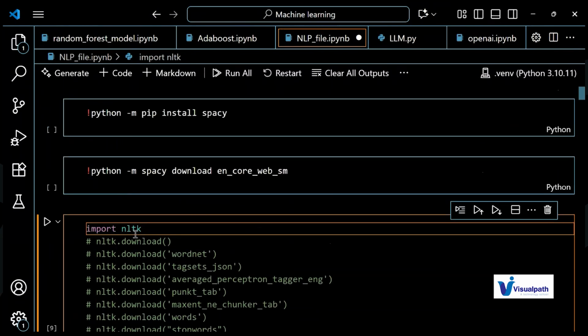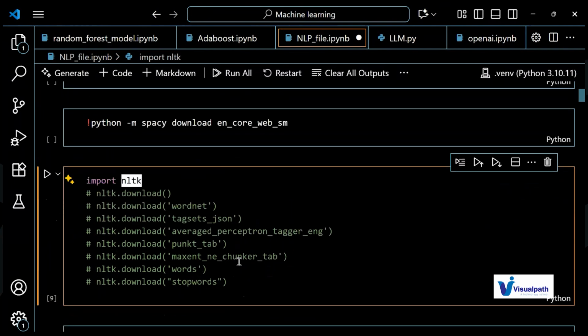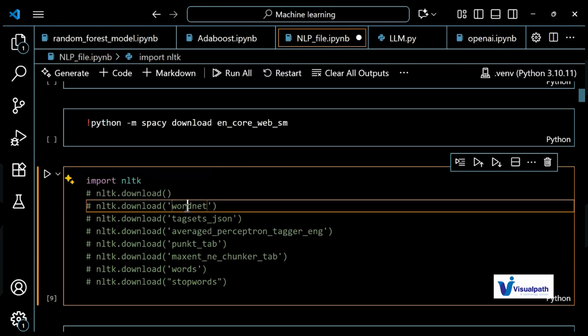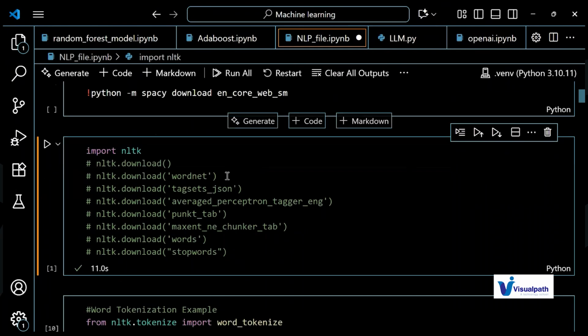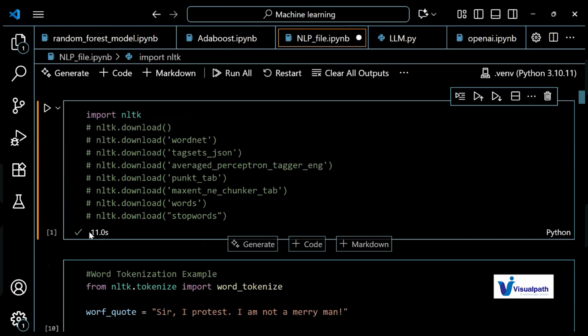NLTK is one of the packages used to perform natural language processing. Just like in any language like C, C++, Java, or .NET, we import the libraries. In the same way, I'm importing the library called NLTK here. Now I have imported the library. This button is to run the current cell. The box you are seeing is called a cell. So currently I have run it. It took 11 seconds.